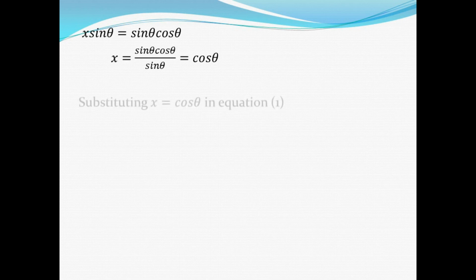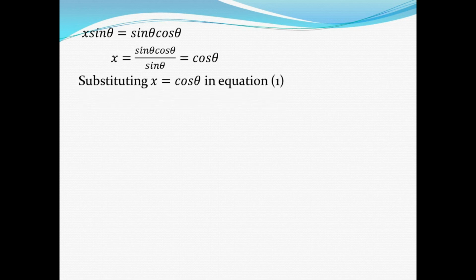Now substitute the value of x in equation number 1. What is equation 1? Y is equal to x sin theta by cos theta. In the place of x, put cos theta. Cos theta gets cancelled. So y is equal to sin theta. Now we have got the values of x as cos theta and y as sin theta.